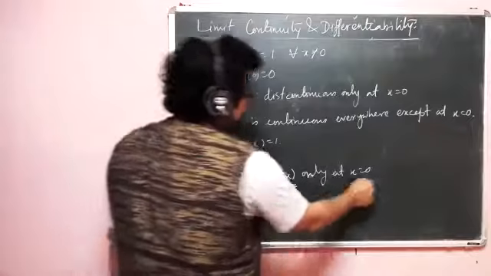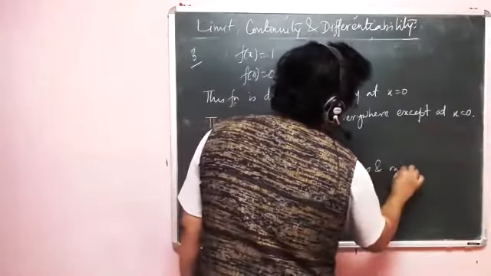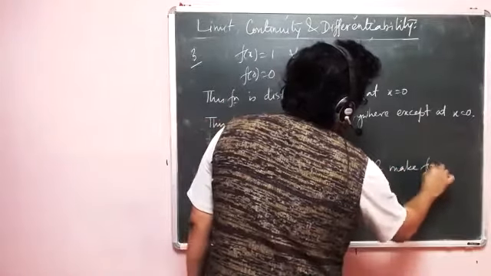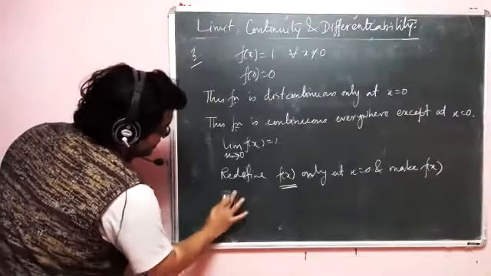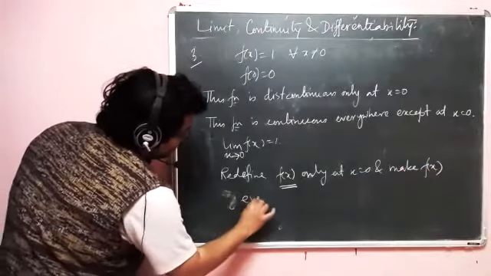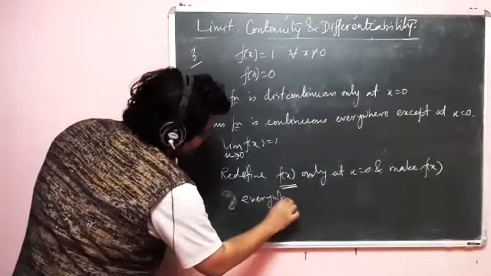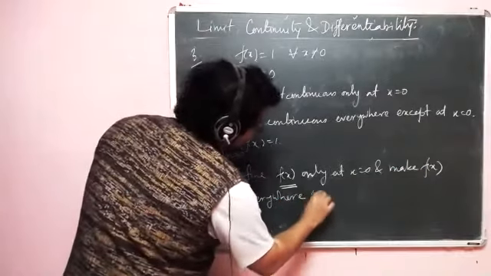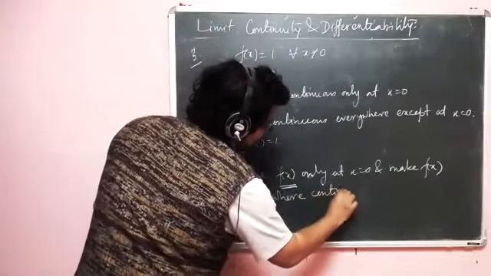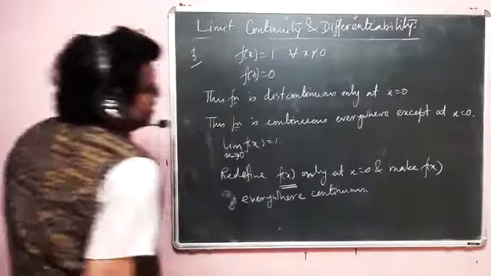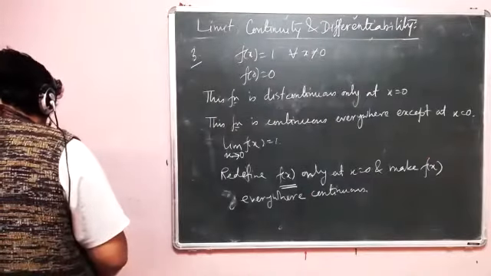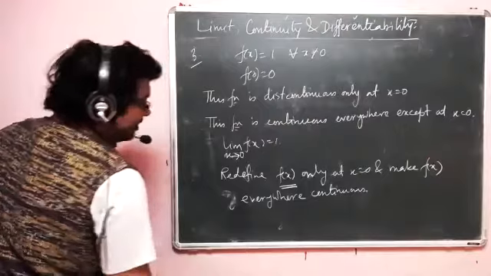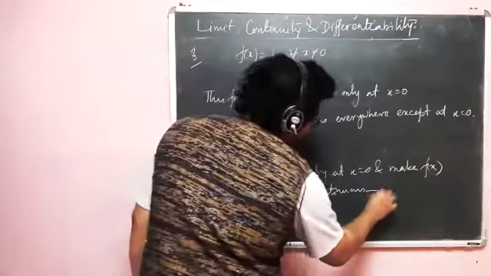Redefine f(x) only at x equals 0 and make f(x), as we write it, continuous everywhere. So this is something that we call a removable discontinuity.